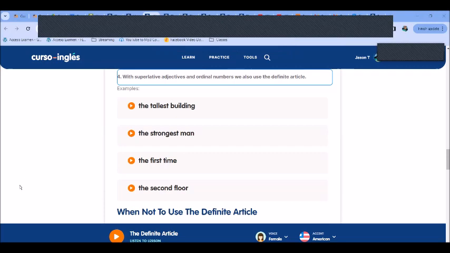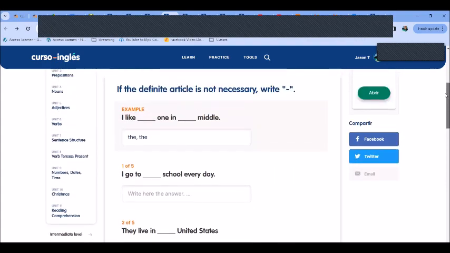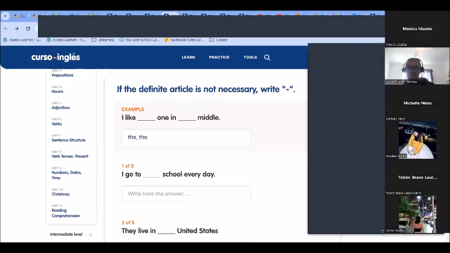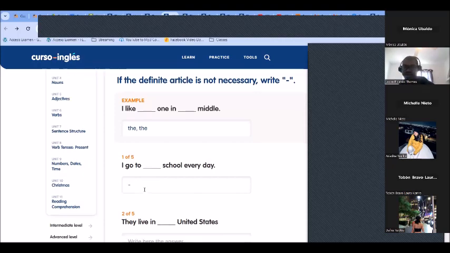Let me let in Valeria as well. However, sometimes we need to remember that we might not need the article at all, right? So in these sentences, I want you to take a quick look at it and tell me, should I be using an article to make it complete? Or no article, right? Look at the sentences, remember the rules we just practiced, and let's choose an appropriate word to complete each sentence. All right, let's start with Daphne, number one. I go to school every day. Exactly. No article. Perfect. Number two, Gabriel.